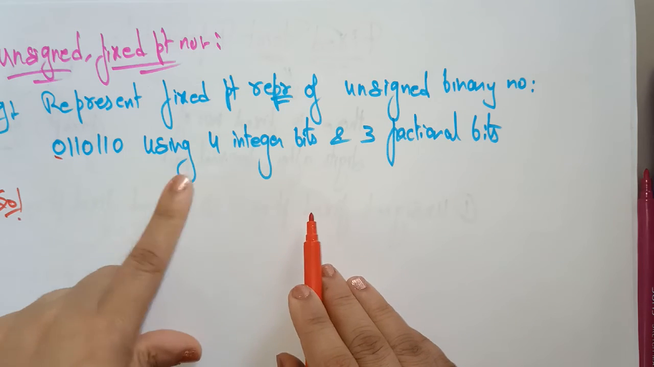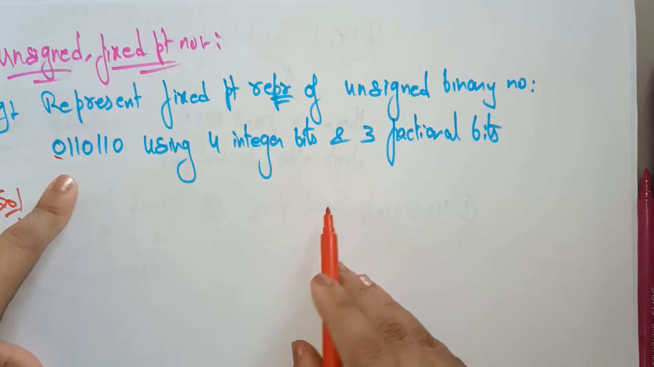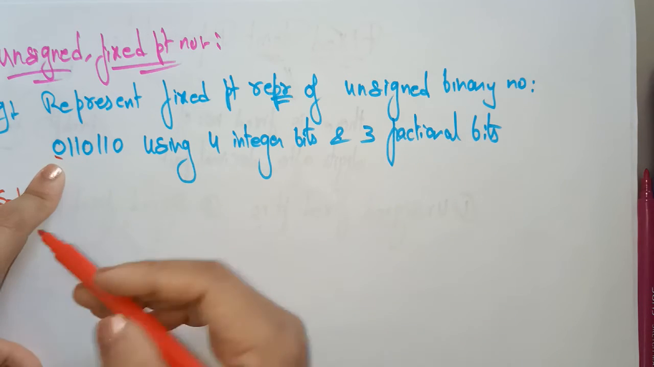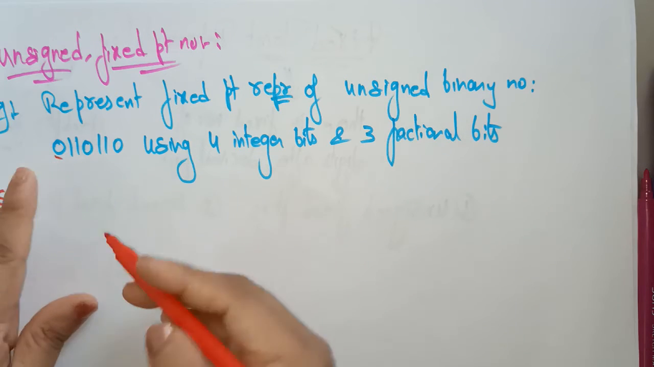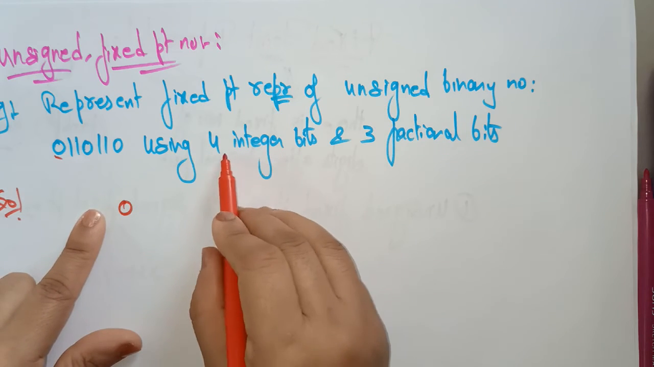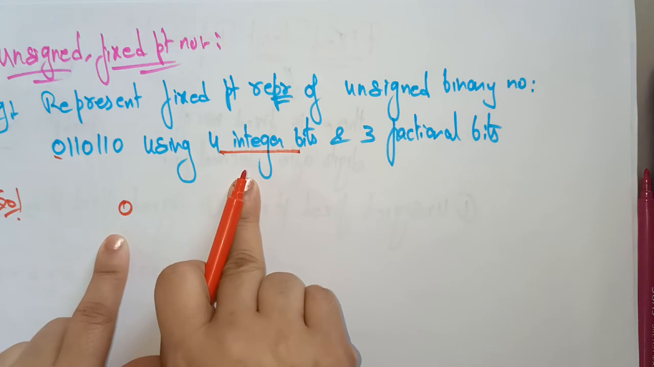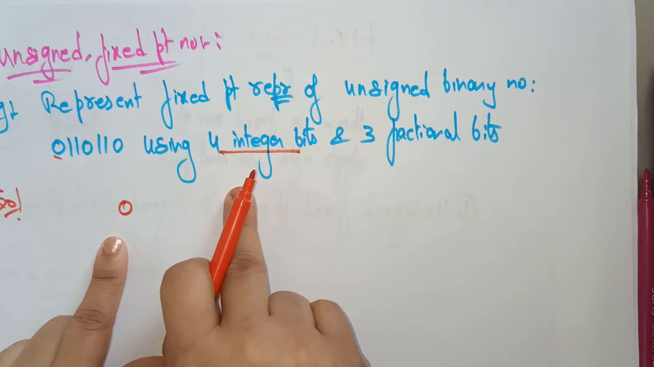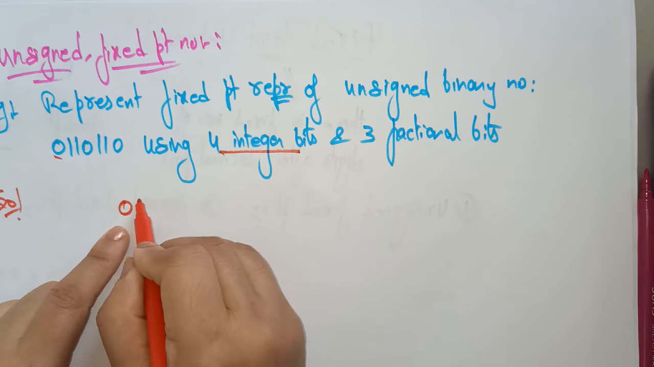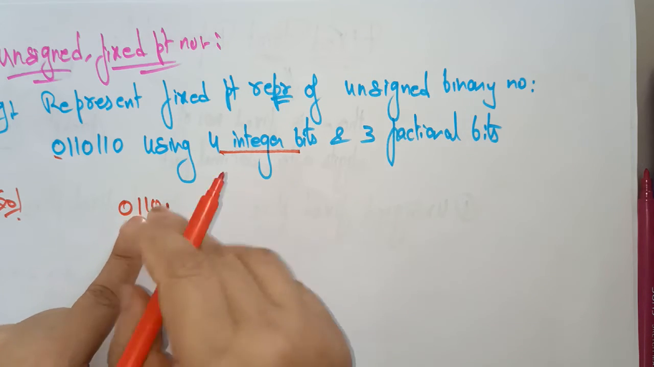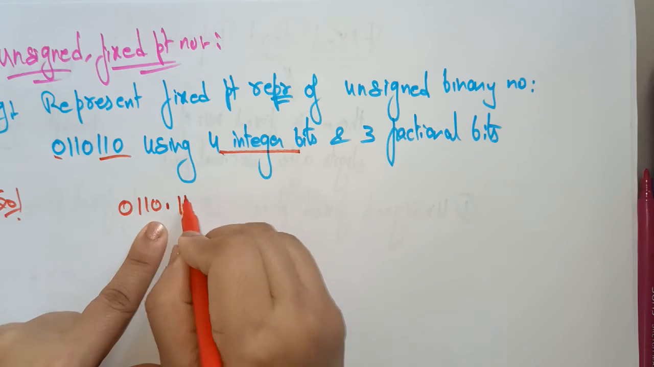So they have given a condition. You have to represent this unsigned binary. Unsigned binary means the most significant bit is 0 only. Okay, this 0 and 4 integer bits. The integer part is always included with the signed bit. So 0, 1, 1, 0 dot. This is the integer part, and 3 fractional bits, 1, 1, 0.